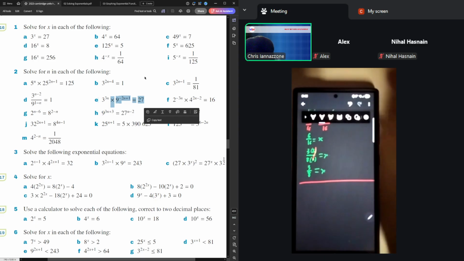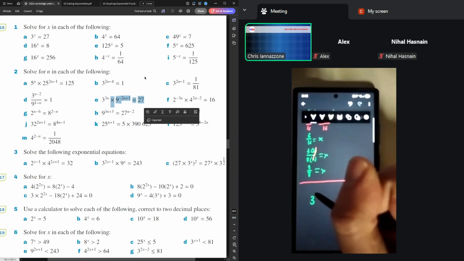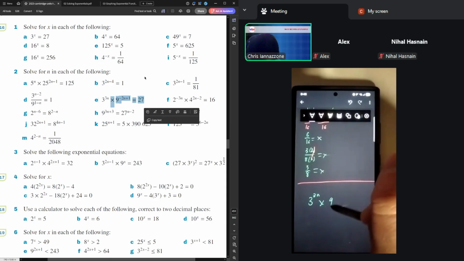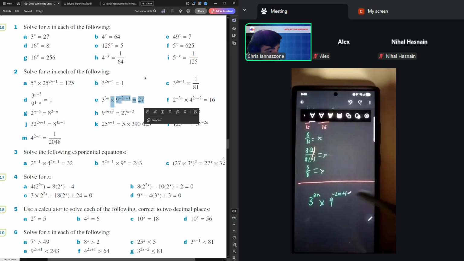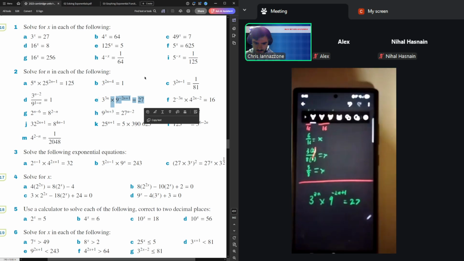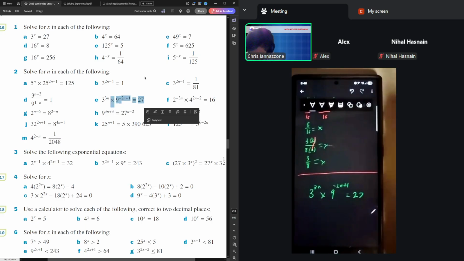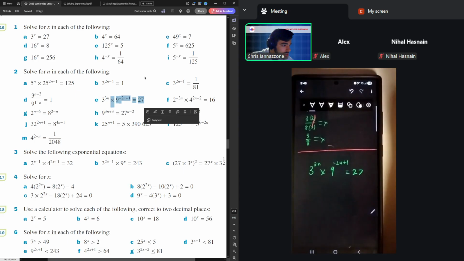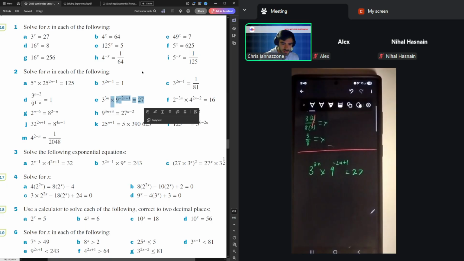Okay, got 3 to the power of 3n times 9 to the power of minus 2n plus 1 is equal to 27. Okay, there's a little bit going on there. Our goal is to solve for n here. We're doing 2e. What are we going to do to start this one off?